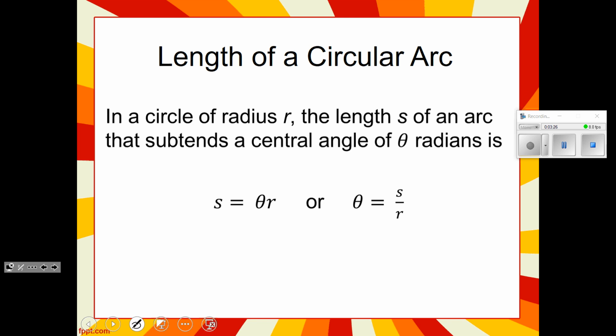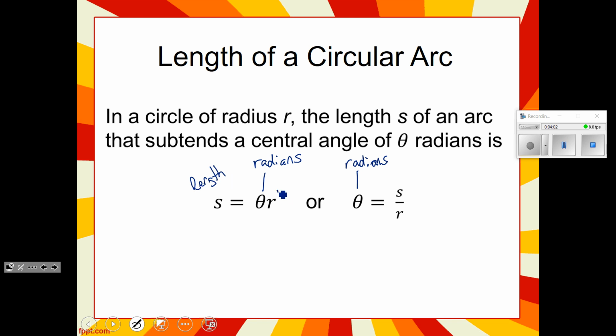So that's very, very important. What's theta going to be? In degrees or radians? Theta is going to be whatever the angle is in radians. So what if I give you a problem and I give it to you in degrees? You can only plug what into the formula? Radians. Do you understand that? So just know that theta is going to be in radians. S is going to be the length of the arc.